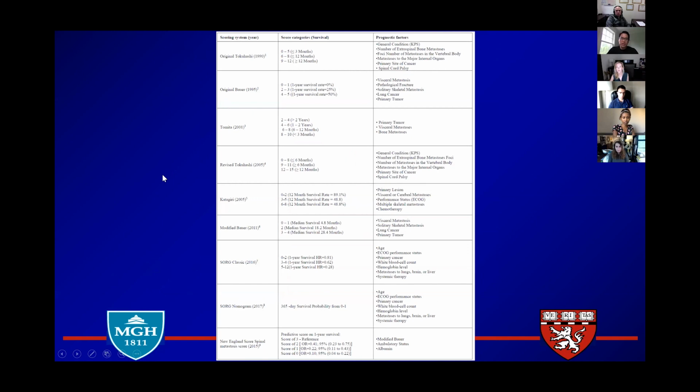This is just a chart. I'm just going to put a shameless plug. We have a paper coming out this Friday in JNS on RCC survival and looking at various prediction models. And so we studied a number of these predictive tools. And you can see here, there's Tokuhashi, Katagiri, the Sorg nomogram, the New England score, Bauer, modified Tokuhashi. And you can see the parameters that are here, what they use to calculate these.